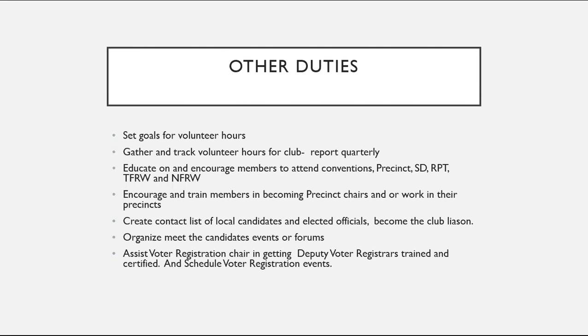Keep a contact list of all your local and state elected officials. You are the club liaison with them. Organize meet and greets, events, candidates, and forums. If there's a forum during a non-partisan race, it needs to be done outside of club meeting hours. So if you have a club meeting and then you're having a forum, make sure that your president gavels out of the meeting and then have your forum.